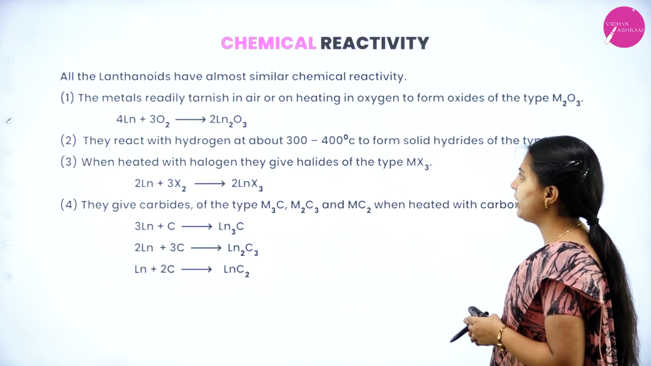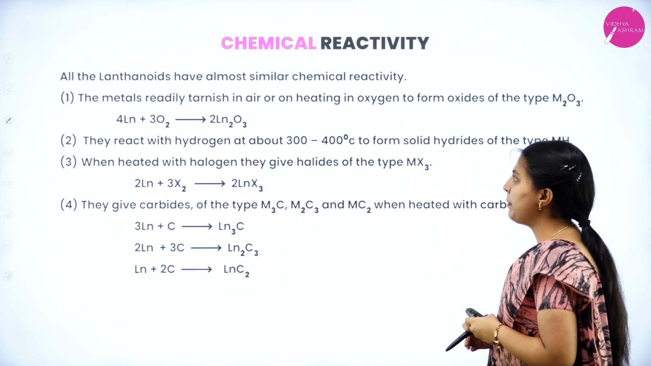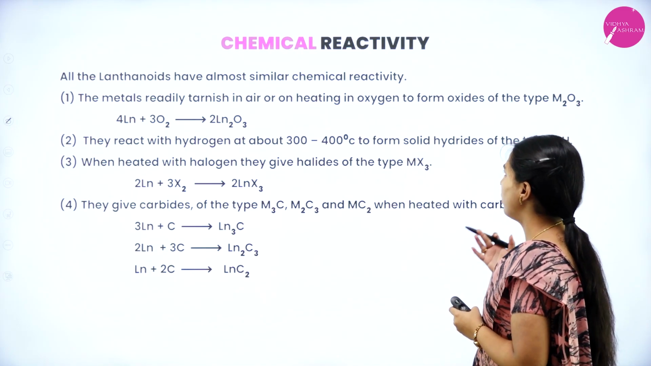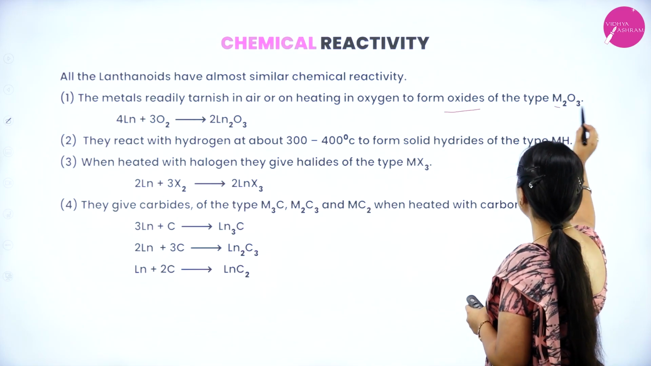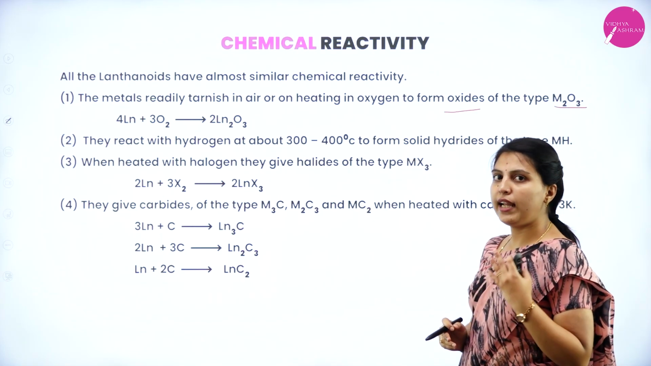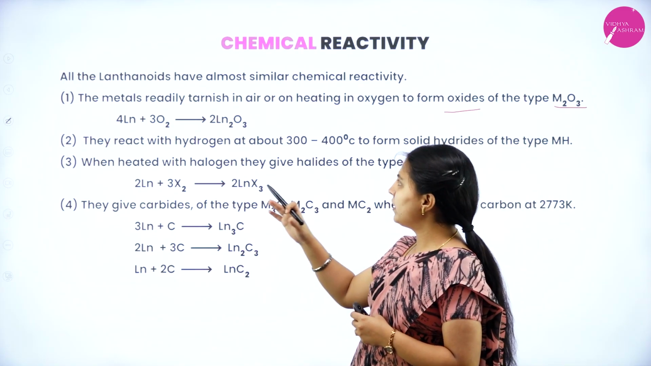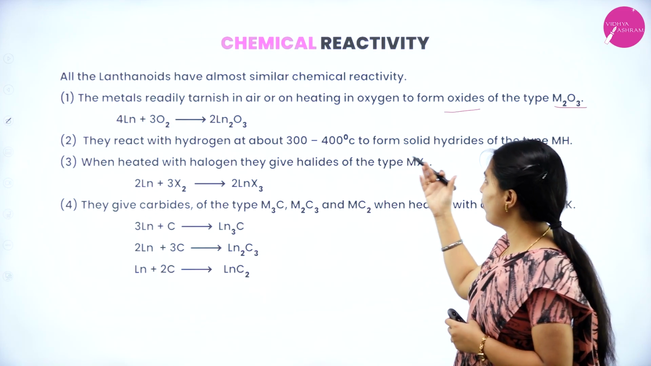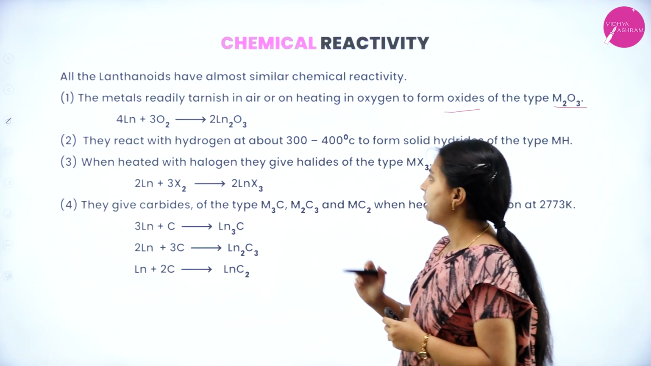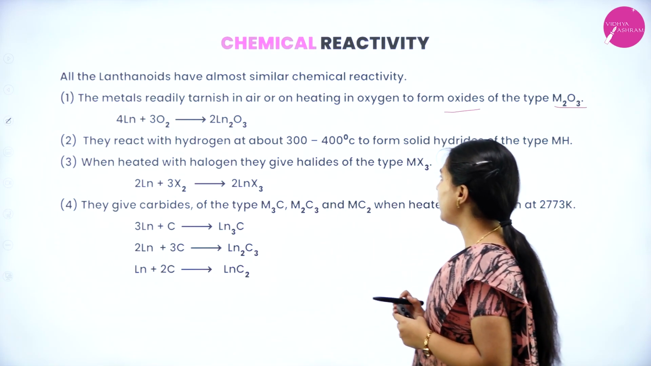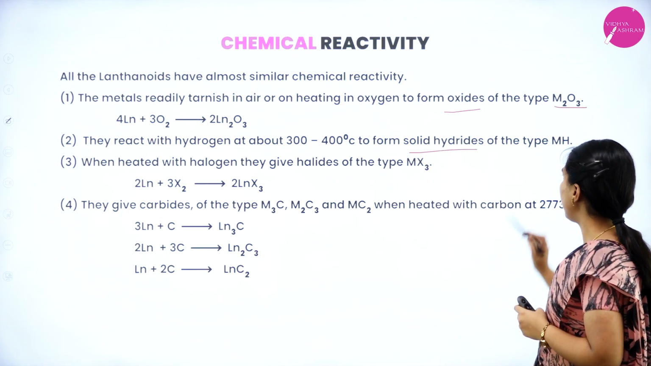Next, chemical reactivity. All the lanthanoids have almost similar chemical reactivity. The metals readily tarnish in air, and on heating in oxygen they form oxides of the type M2O3. Usually lanthanoids have similar chemical properties. When reacted with oxygen, they form M2O3 oxides. They react with hydrogen at about 300 to 400 degrees Celsius to form solid hydrides of the type MH.